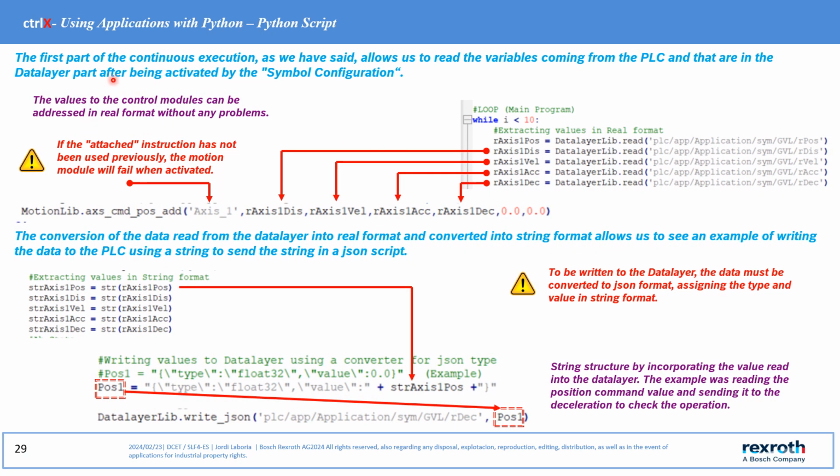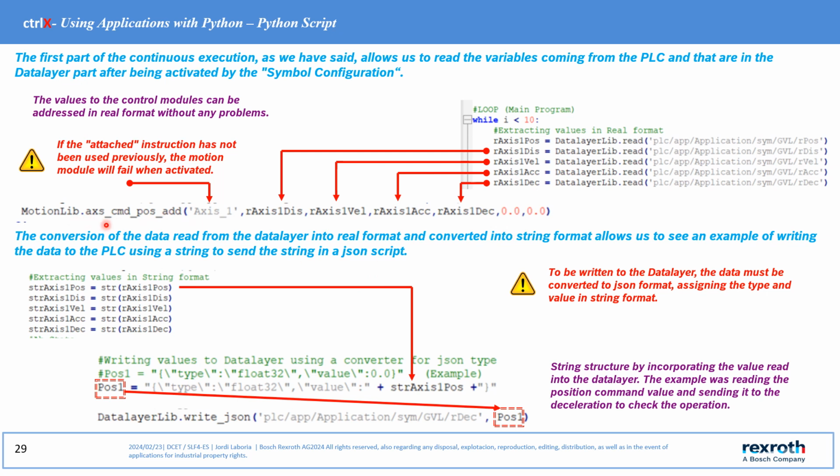As we have already discussed, the values in real format can be sent directly to the motion modules. In the image, we can see the location of each of them on the movement instruction. As mentioned above, in order to use these modules, the attach object instruction should have been used previously.